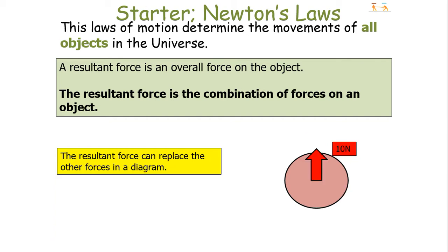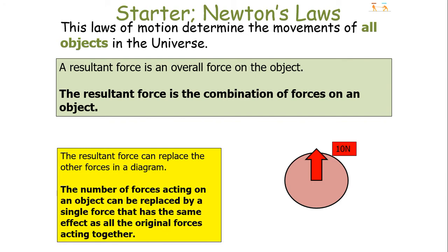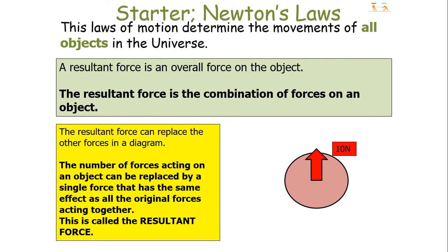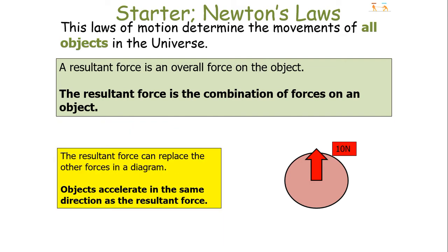The resultant force can replace the other forces in a diagram. The number of forces acting on an object can be replaced by a single force that has the same effect as all the original forces acting together, which we call the resultant force. Objects accelerate in the same direction as their resultant force. So in this example, the object accelerates upwards.